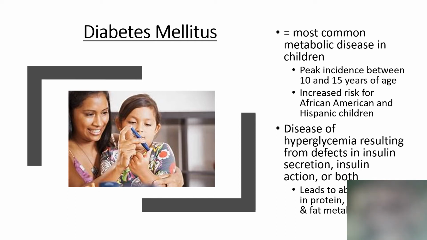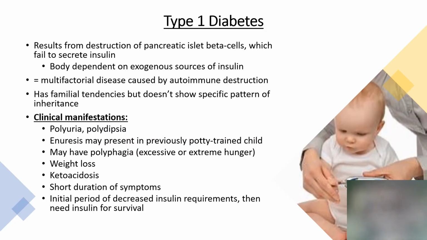It is the most common metabolic disease we see in children, and we do see it peak in the late school age and early adolescent age brackets. It is a disease of hyperglycemia that results from defects in insulin secretion, insulin action, or both. So any of those mechanisms can cause diabetes to result.